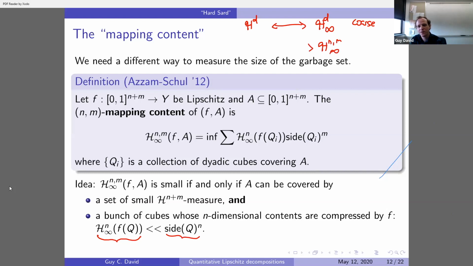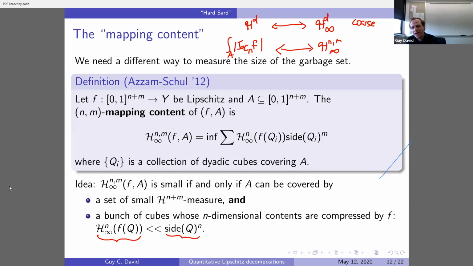There's an analog between this mapping content and an infinitesimal quantity, and that's the L1 norm of the integral of the Jacobian of the mapping, of the n-dimensional Jacobian. So the n-dimensional Jacobian of a mapping is just you take the derivative and you look at the product of the n largest singular values. And if you integrate that over this particular set A, that's kind of like the infinitesimal version of this quantity.